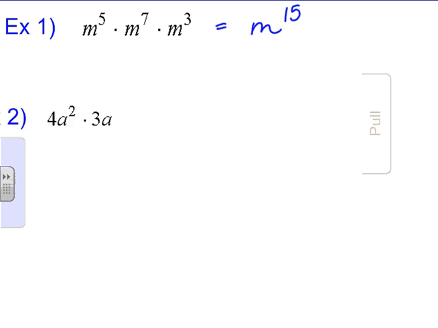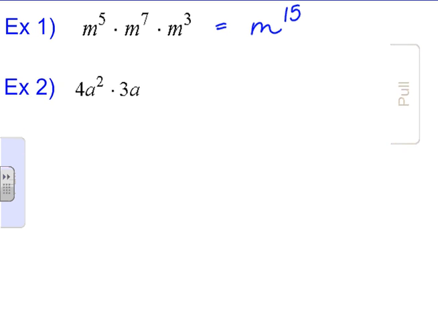Let's take a look here at another problem. Here we have 4a squared times 3a. Well, because we're multiplying, we have to put the numbers together. So 4 times 3 will give us 12. And again, the bases are alike here of a. We have 2 a's here, and there is 1 a there. So 2 plus 1 altogether gives us 3.